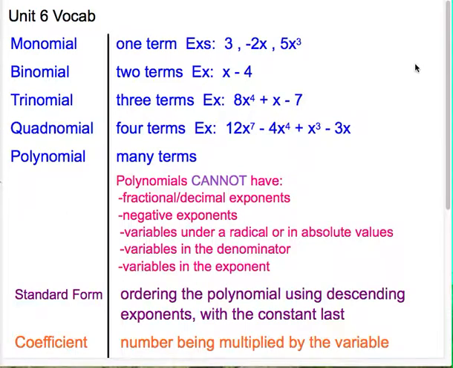We are starting Chapter 6, our polynomial unit, and as usual, at the beginning of a new unit, we have a lot of vocab words. So as a reminder, these are all on the PDF on my website. If you don't want to copy this all down, just go ahead and download that into Notability.